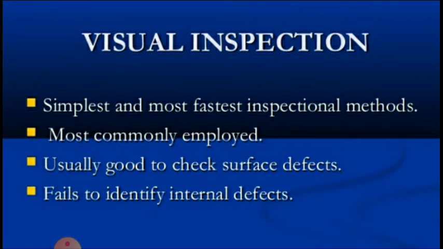So in this, castings are visually inspected to check for cracks, dirt, blowholes, metal penetration, shifts, runouts, etc. It is the simplest and fastest inspection method. It is most commonly employed, usually good to check surface defects, and fails to identify internal defects. So this method is not useful to identify internal defects.